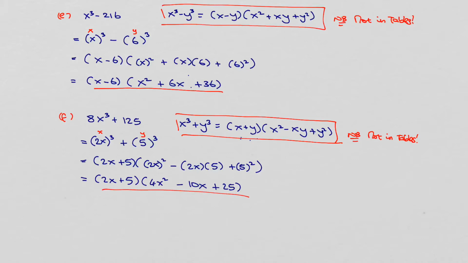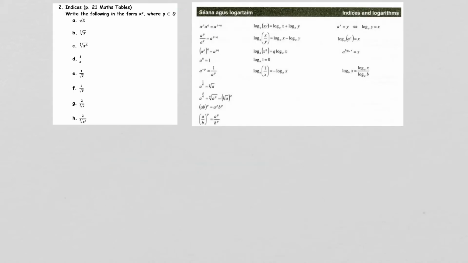Okay, so next on our sheet then is indices. So for indices, you can see here that I'm advising you to use page 21 in our maths tables. And with page 21 in our maths tables, you'll see that on the left-hand side, we have our indices. And on the right-hand side, we have our logs. And in the middle, we have our logs as well. So for question 2, we're really kind of focusing on this left-hand side here of page 21.